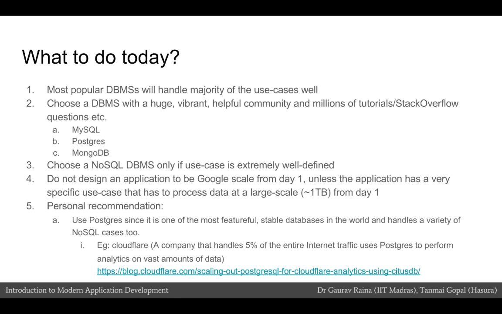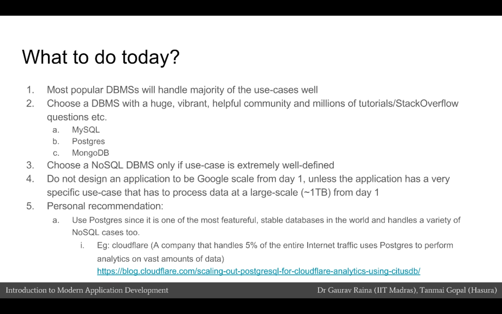Unless you have an extremely specific application, do not choose a NoSQL DBMS. This particular point is a little opinionated and a personal judgment. However, it is something that would be echoed by most experienced developers. If you're choosing a NoSQL DBMS, make sure that the use case is extremely well defined, because as a developer, there's going to be a lot of extra work that you will have to do if you go for a NoSQL system.